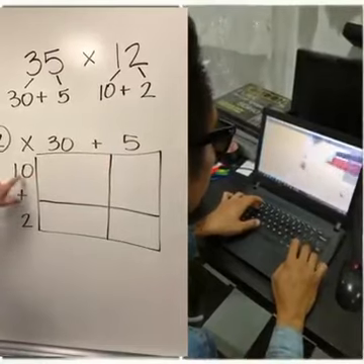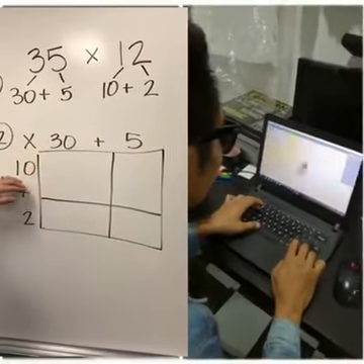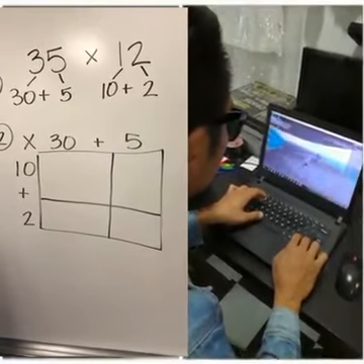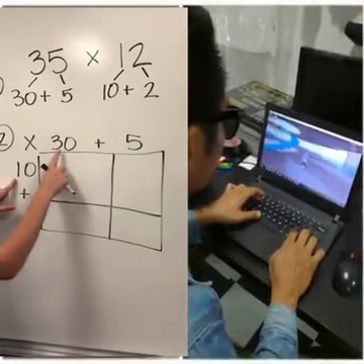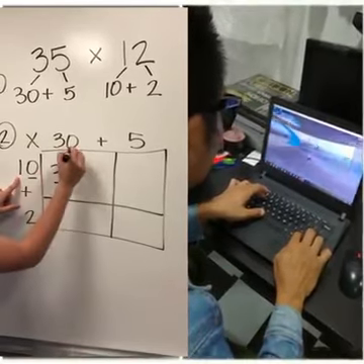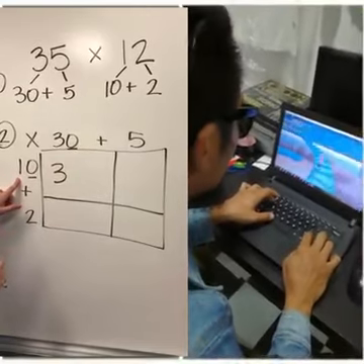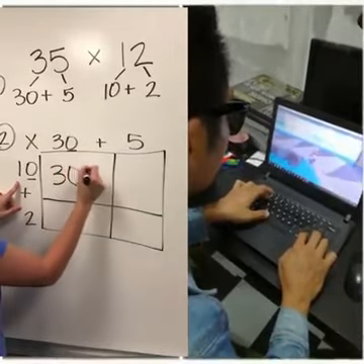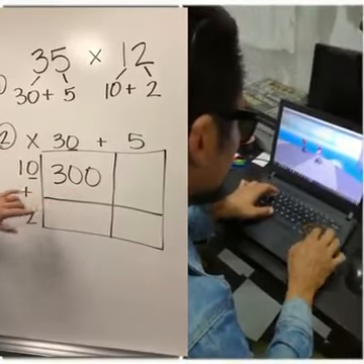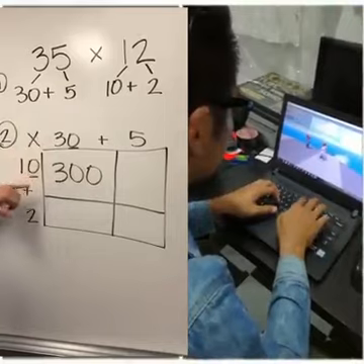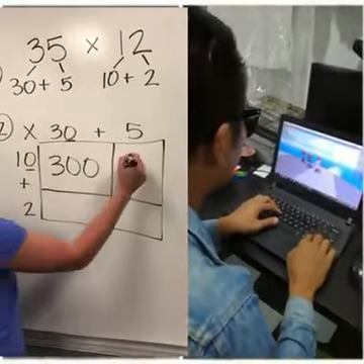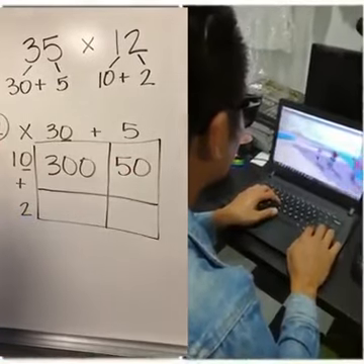Starting with our very first number on the side, we say 10 times this, 10 times that. So first we're going to do 10 times 30. Sometimes it gets a little tricky when we have those extra zeros when we're multiplying by a 10. So I like to say 1 times 3 is 3. And how many zeros do we have? We've got 2, so we attach them to the end of the number. So 10 times 30 is 300. We did 10 times this, 10 times that. 10 times 5 is 50, so it goes in the next box.